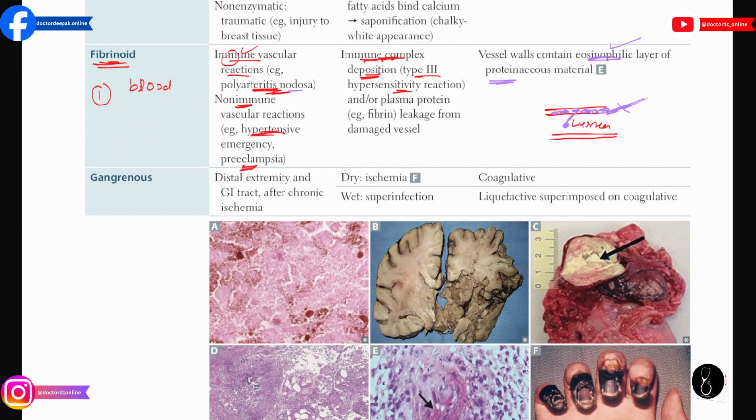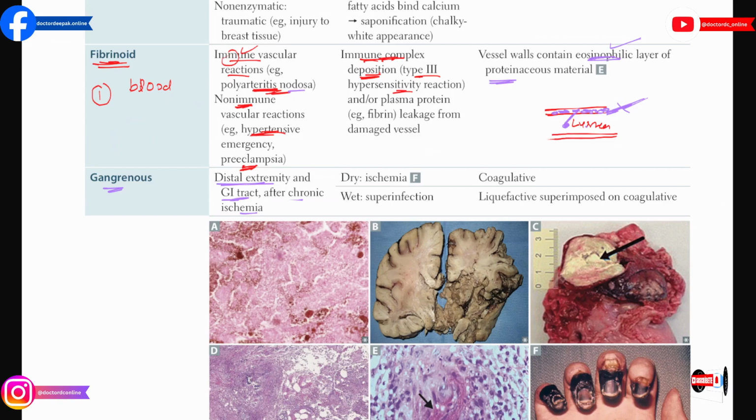Then if we talk about the last type of necrosis, that is gangrenous. Again, first of all, we have to understand some basic points. Gangrenous necrosis is seen in the distal extremity and GIT tract after chronic ischemia. So what is an example? You have to understand this with the help of examples. Under which condition can you get chronic ischemia? You have to think of atherosclerosis.